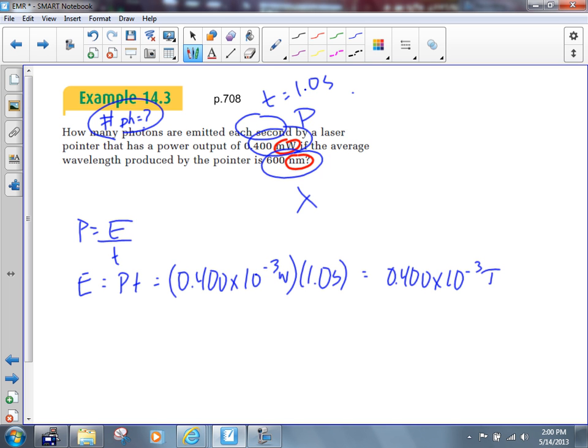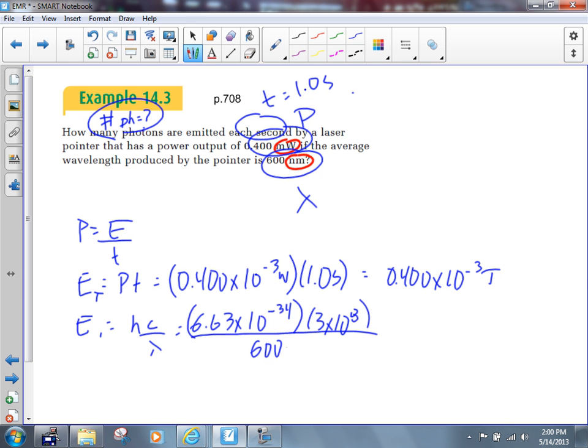That's the total energy. Now, the energy for one photon is simply going to be equal to hc over lambda. That's 6.63 times 10 to the minus 34 times 3 times 10 to the 8 divided by 600 times 10 to the minus 9. That's going to give us 3.315 times 10 to the minus 19 joules, I believe. Is that right?